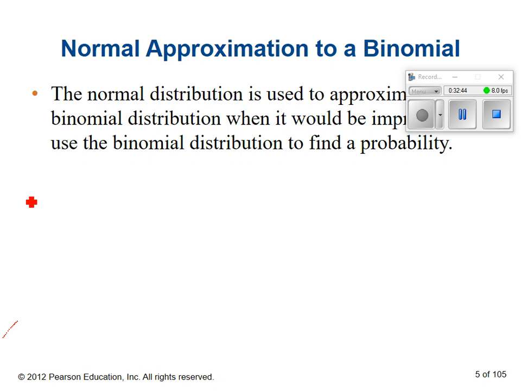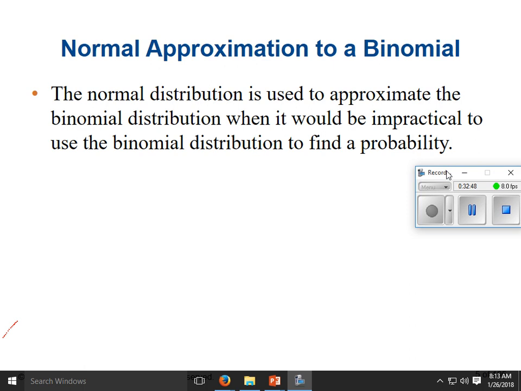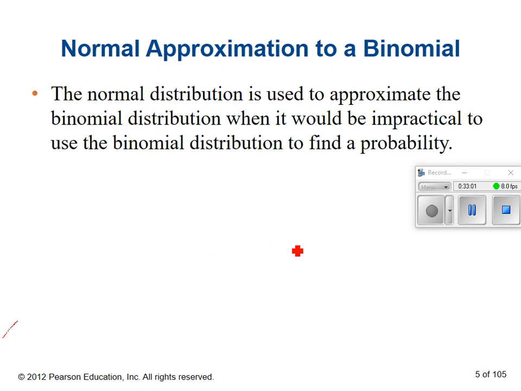Normal approximation of a binomial. Normal distribution is used to approximate binomial. I wouldn't write all this down. When it would be impractical to use a binomial distribution. If you remember last chapter, some of the problems that we did said like a doctor does 100 surgeries. What's the probability that 86 of them are a success?